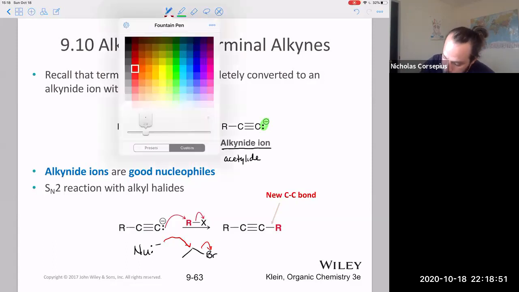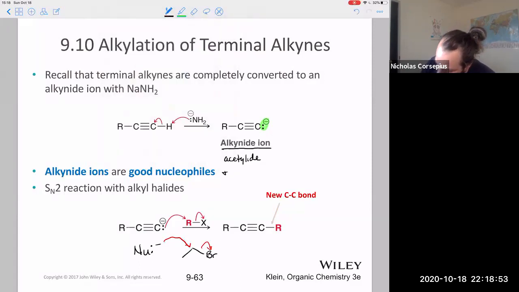And again, not only is it a good nucleophile, actually let's use the word strong because that's what we used before, it's also a strong base. So if you remember back in chapter 7, you had these categories of weak nucleophile, weak base, strong nucleophile, weak base, strong nucleophile, strong base, weak nucleophile, strong base, etc. We can update that list to include these types of ions here, which are both strong nucleophiles and strong bases.